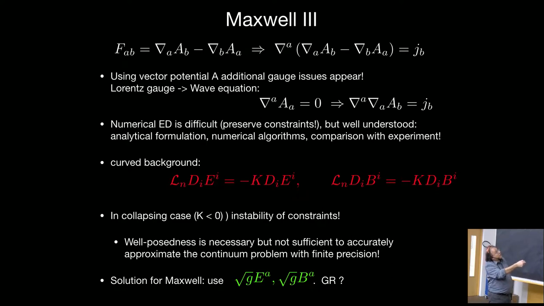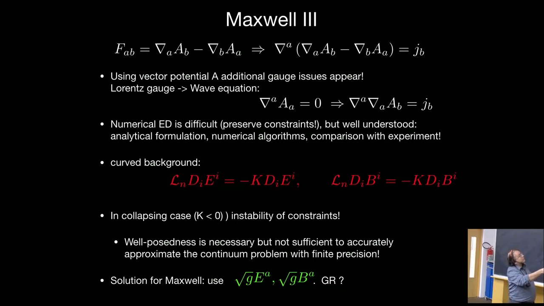If you write the constraint evolution equations on a curved background, so these are here with the Lie derivative. Who doesn't know what the Lie derivative is? We all know the Lie derivative. Cool. Excellent. So this is just the time derivative, right? So this is the time derivative of the E constraint, this is the time derivative of the B constraint. You can just work this out on a curved background, and you get these right-hand sides. Okay? They look very nice and simple, but they're not nice.